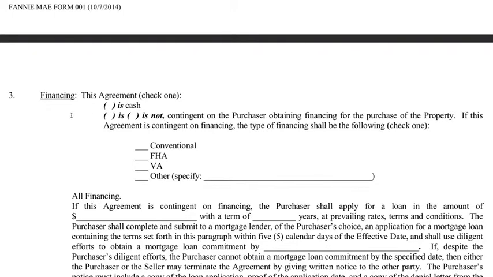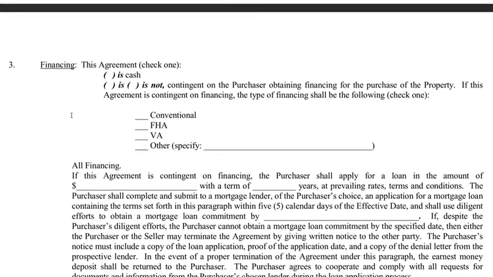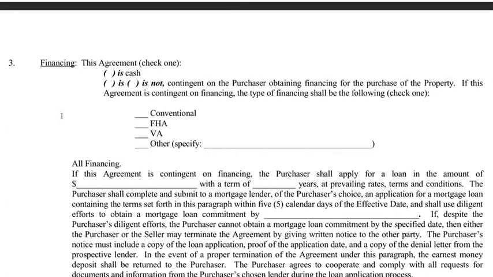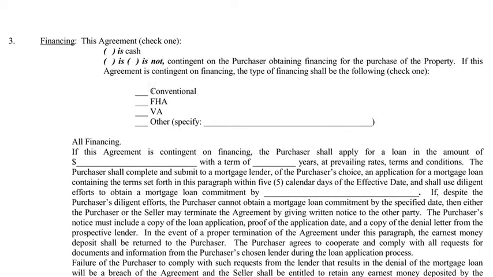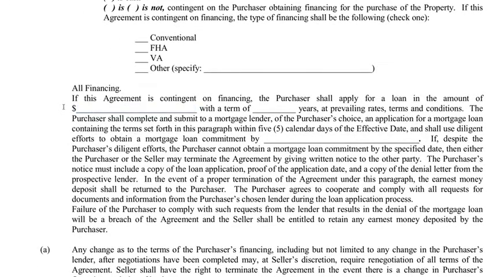I do recommend, if you are doing financing, that you should check that it is contingent on financing. That's going to protect the buyer. Conventional, FHA or VA, you must specify what type of financing they're getting. If this agreement is contingent on financing, then the purchaser shall apply for a loan of the agreed upon amount. So this should be the purchase price.